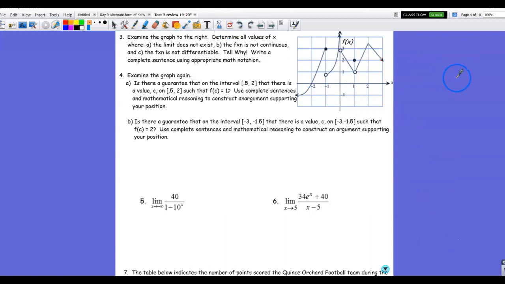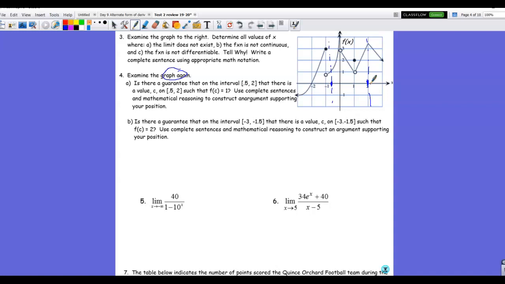All right, number 4, we're looking at the same graph again. Is there a guarantee that on the interval from 0.5, so 0.5 is about here, to 2, which is right here. So I have a closed interval. I mean, I can sort of dot that off. I'm just showing that this is the place where I'm looking at the graph from 0.5 to 2.